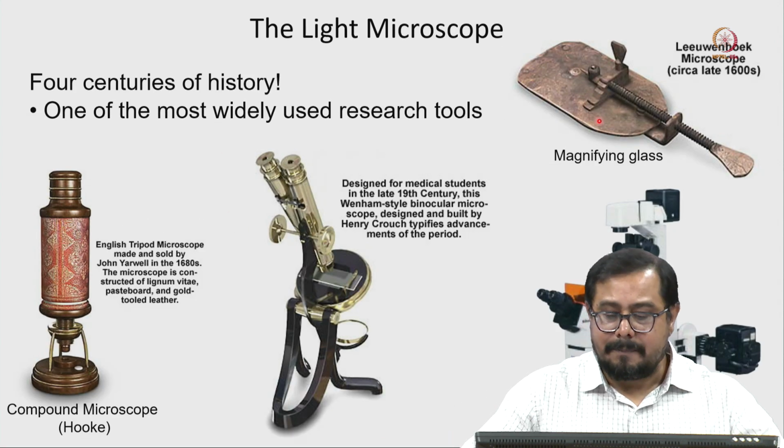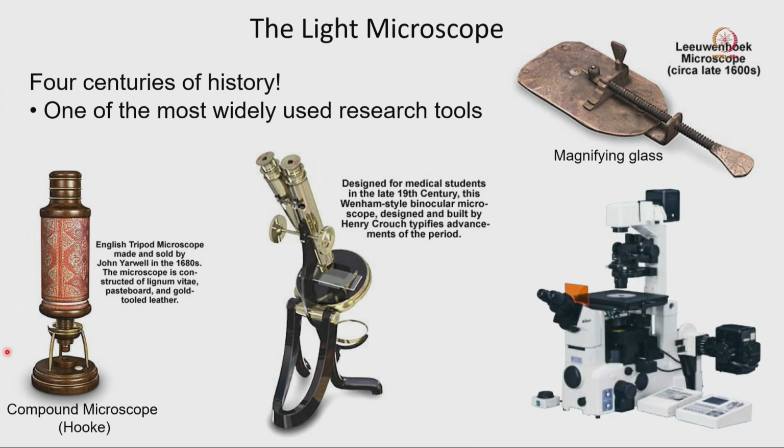Now, here there are a couple of images showing you different types of microscopes. This is a compound microscope discovered by Hooke, and this is the Leeuwenhoek microscope containing a single magnifying lens. This one has two eyepieces, which makes it a more sophisticated microscope than the simple compound microscope, and this is a modern-day microscope, where we can do a lot of complicated operations with this modern-day light microscope.